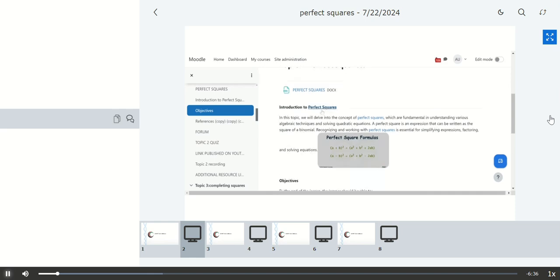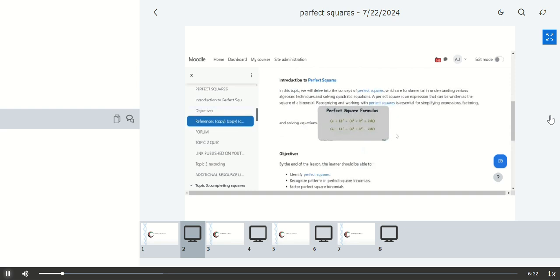Another, the introduction to perfect squares. In this topic, we will delve into the concept of perfect squares, which are fundamental in understanding various algebraic techniques and solving quadratic equations. A perfect square is an expression that can be written as the square of a binomial. Recognizing and working with perfect squares is essential for simplifying expressions, factoring, and solving equations.